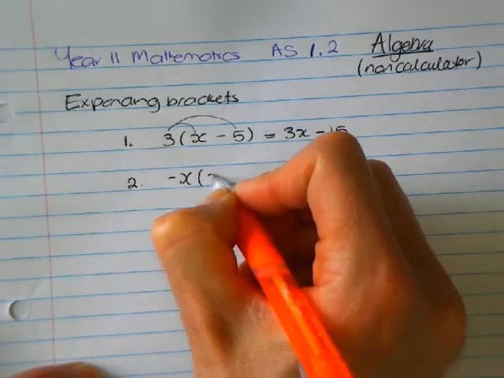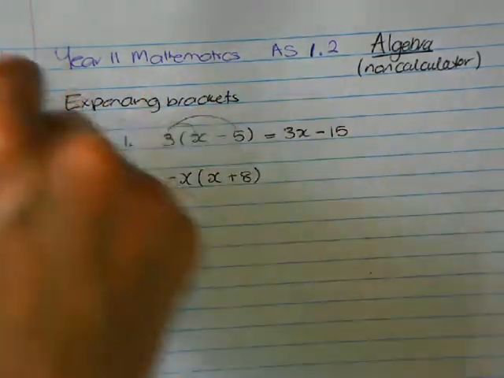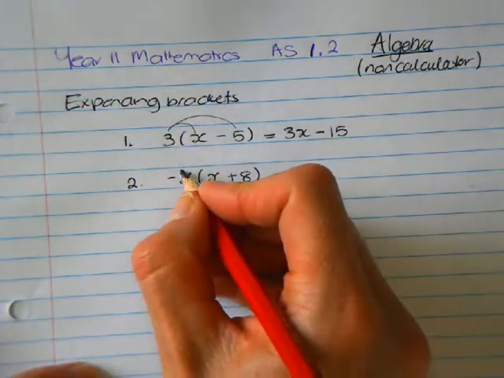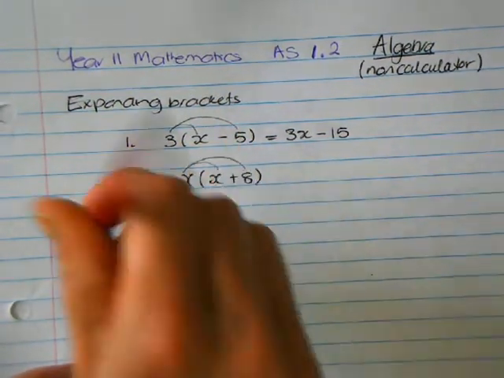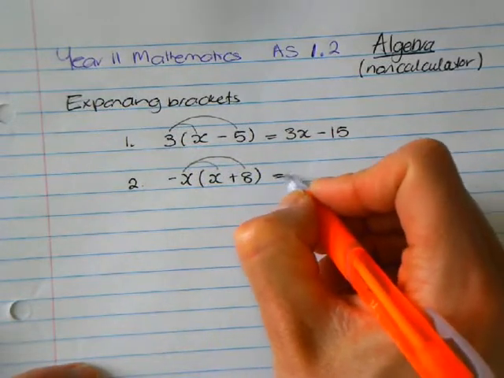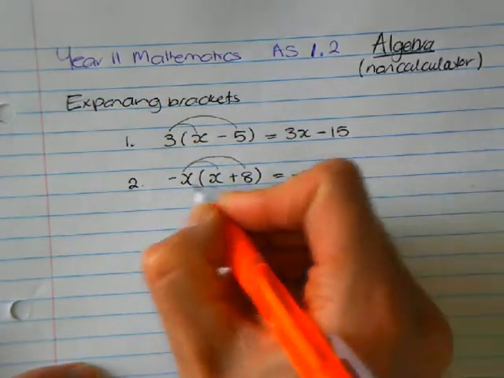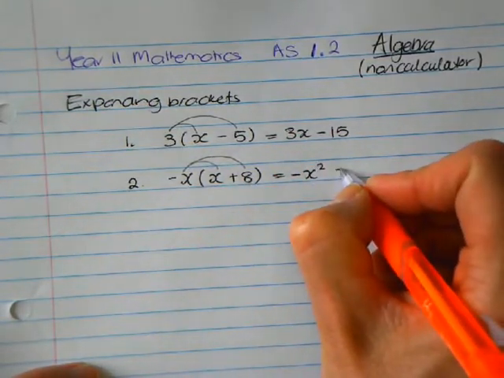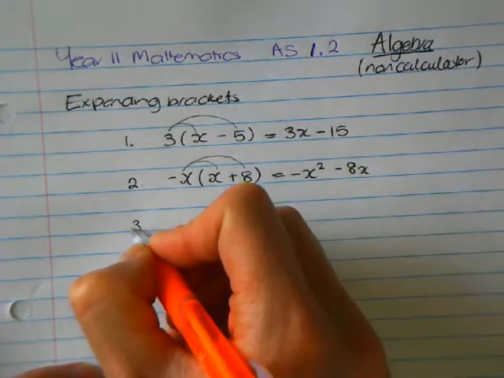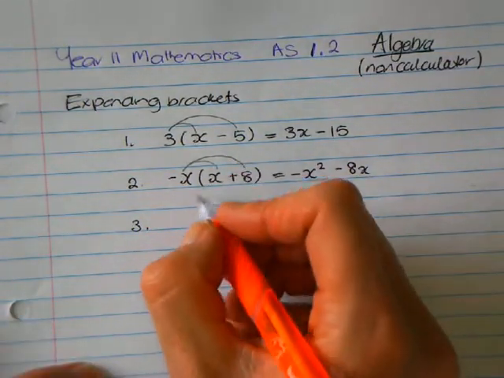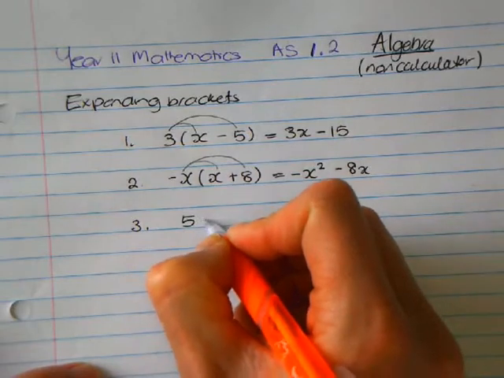The second one I'm going to try is going to have a negative x in front of it: -x(x + 8). So when I multiply this time, it's negative x times x, negative x times 8. So negative x times x gives me negative x squared, negative x times 8 gives me negative 8x.